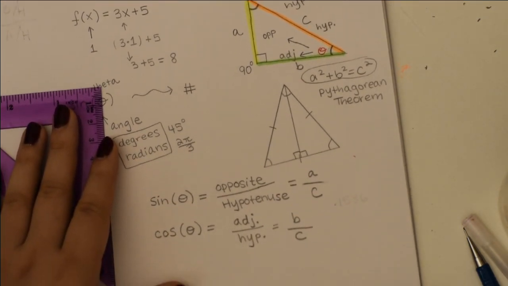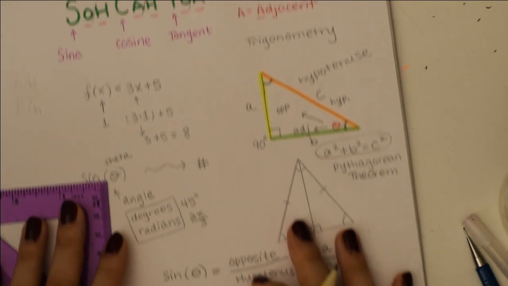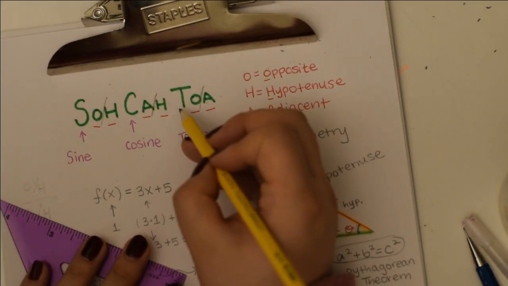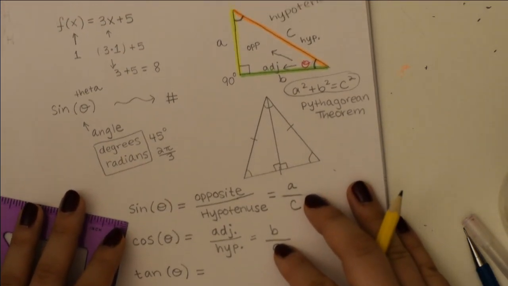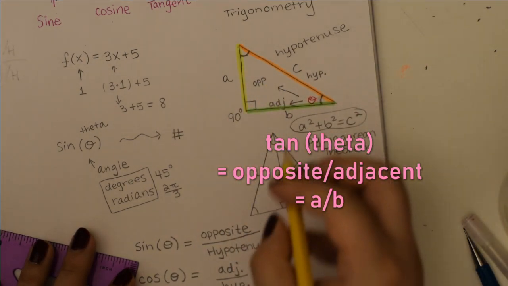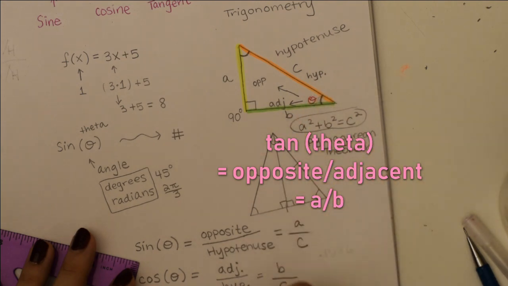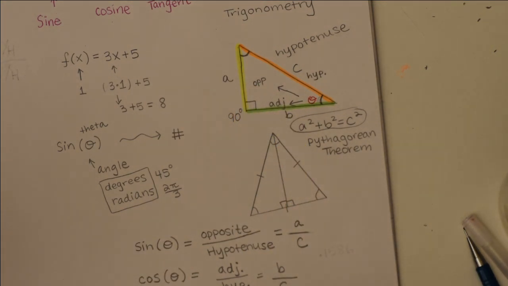So, finishing that off, we can do tan of theta, tangent of theta. Tan is, so then we have TOA, so opposite over adjacent. So opposite from theta is A, and adjacent from theta is B. Okay, so I should have written that that's opposite over adjacent. A over B. It's pretty cool, right?